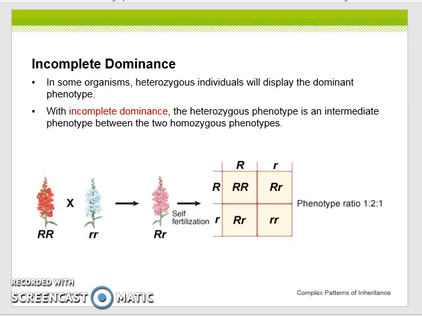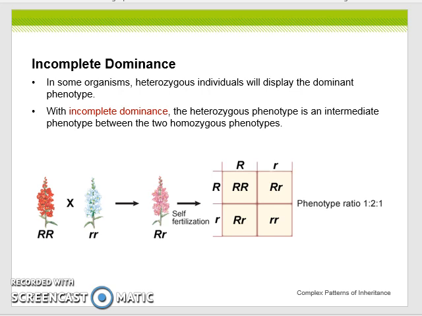So here we have incomplete dominance, which means dominance fails to be complete. In some organisms, heterozygous individuals will display the dominant phenotype. That's how we've been explaining it so far. However, with incomplete dominance, the heterozygous phenotype is an intermediate phenotype between the two homozygous phenotypes.